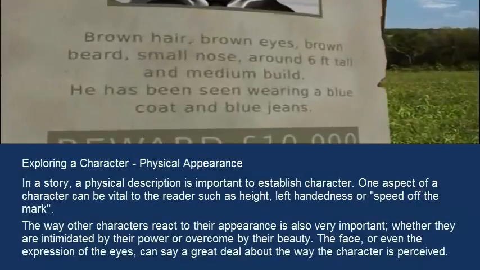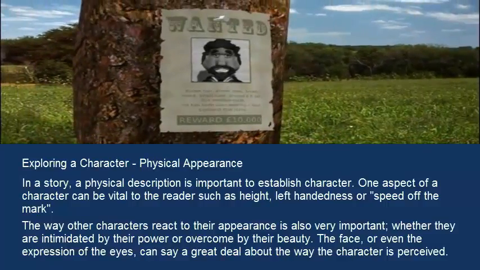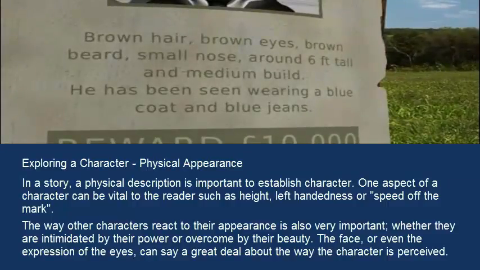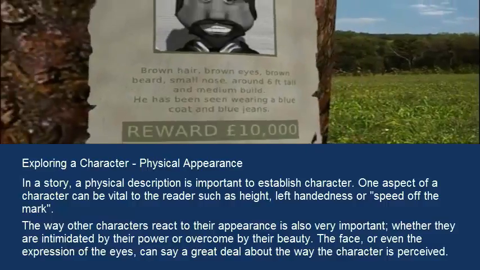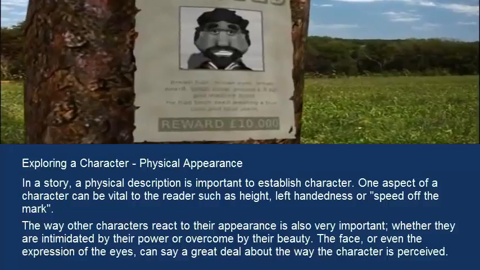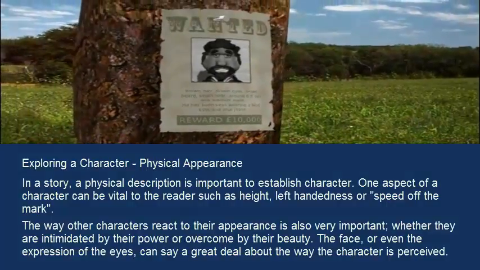Exploring a character. Physical appearance. In a story, a physical description is important to establish character. One aspect of a character can be vital to the reader, such as height, left-handedness, or speed off the mark. The way other characters react to their appearance is also very important, whether they are intimidated by their power or overcome by their beauty. The face or even the expression of the eyes can say a great deal about the way the character is perceived.